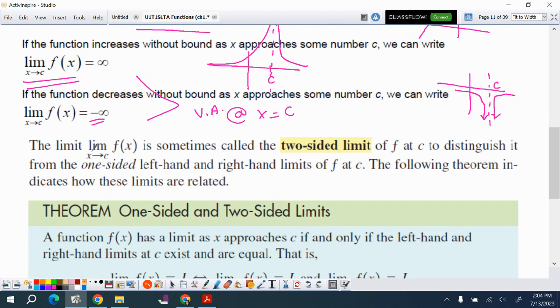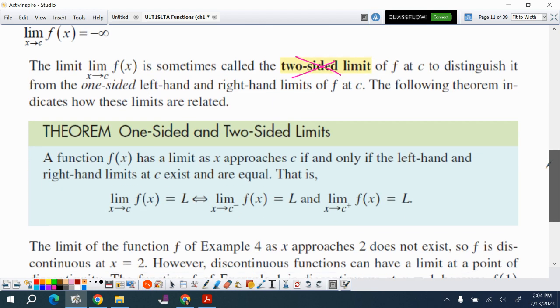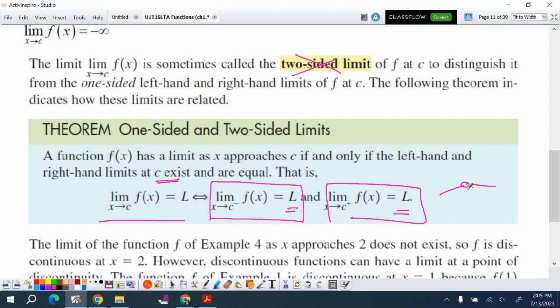The limit as x approaches c of f of x is sometimes called a two-sided limit to distinguish it from the one-sided, left-sided limit. Now, I also teach calculus, and so far we have never used the word two-sided. If both sides are the same, then we say the limit exists. Let's take a look at this example here. If the limit from the left is L and the limit from the right is L, the same number, then if we don't write plus or minus, we can say it is L. So the limit exists. If both sides come at the same point, then the limit exists.